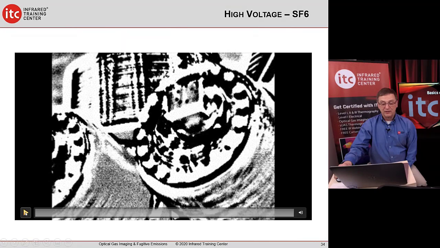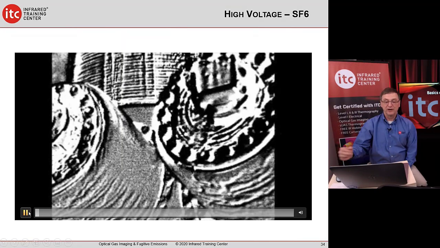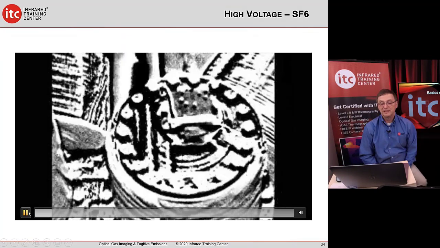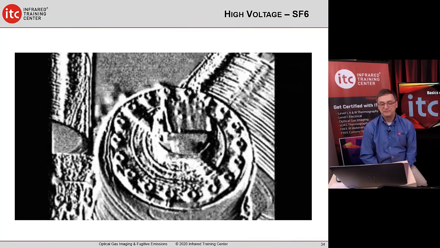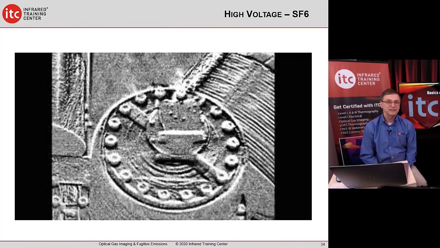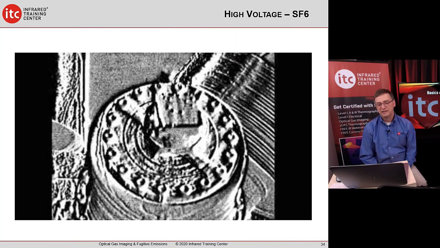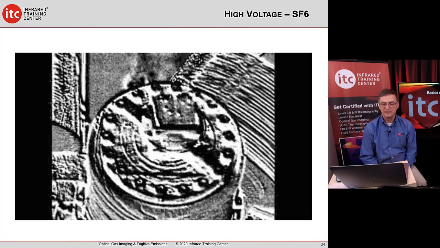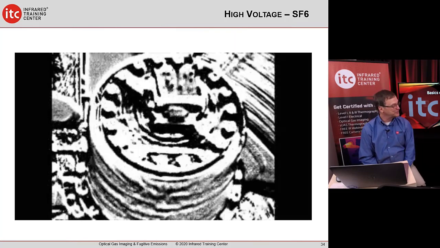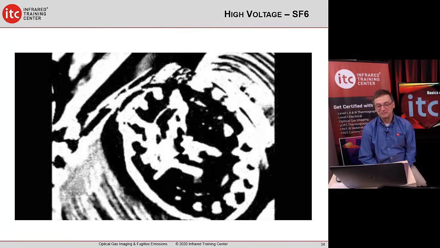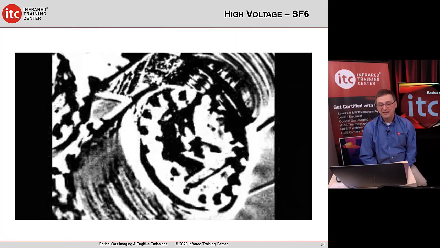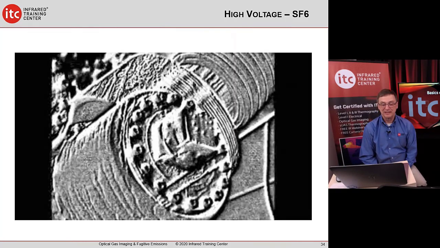And going on to sulfur hexafluoride, which is a gas that's used in circuit breakers, that leak I believe was about 5 to 10 pounds per year. And so it's not a very large leak. We had one customer report to us a leak of about half a pound a year, which is not much gas. But these are 345,000 volt circuit breakers, and very easy to see exactly where that leak was.